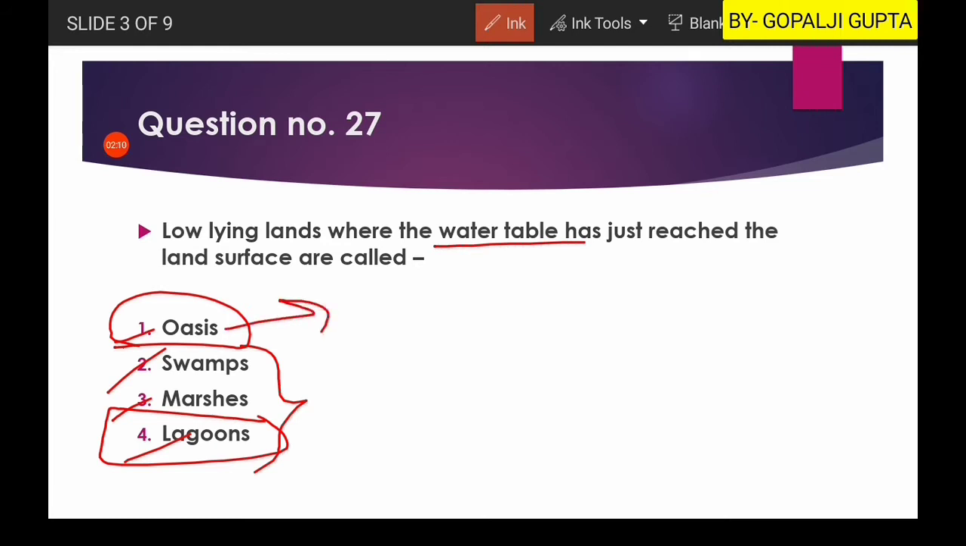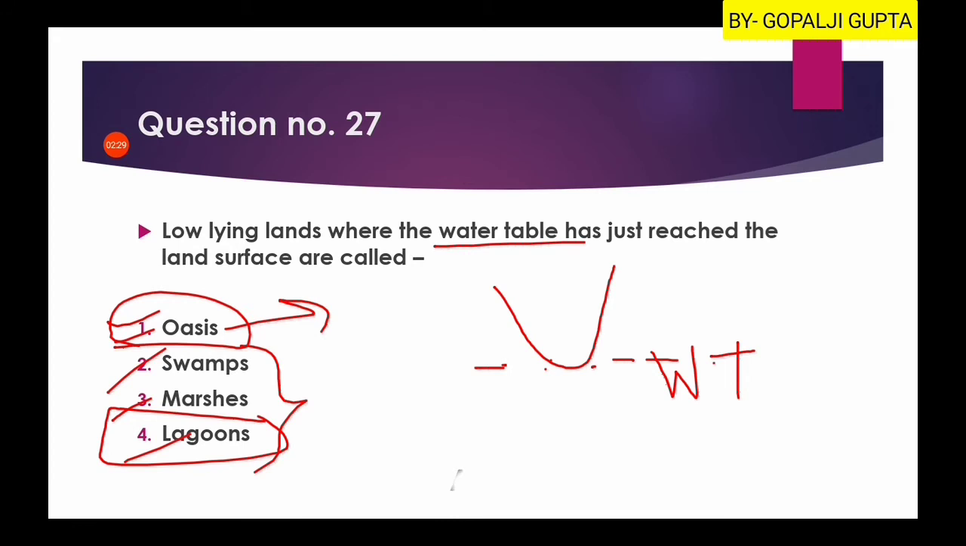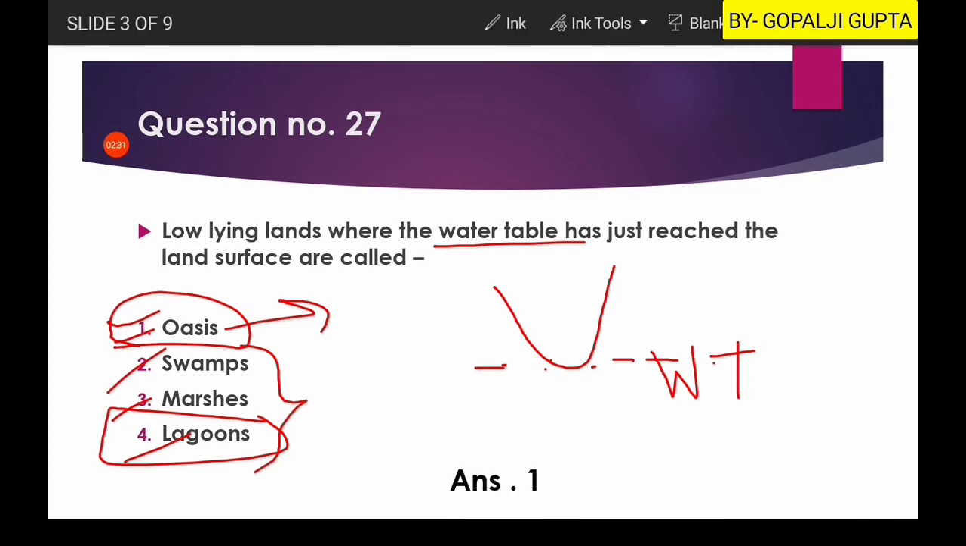When wind continuously erodes the subsurface or the surface, it will lead to a depression-like structure. When this depression reaches the water level, or we can say the water table, it is known as an oasis. So here the first option will be our right answer, low-lying lands where the water table has just reached the land surface. Here we are talking about the water table, not only the water, because swamps, marshes and lagoons all contain water.